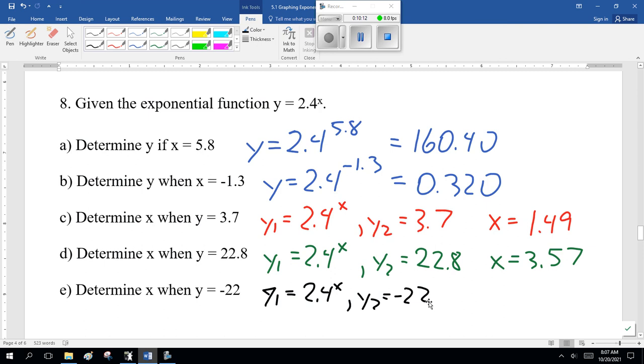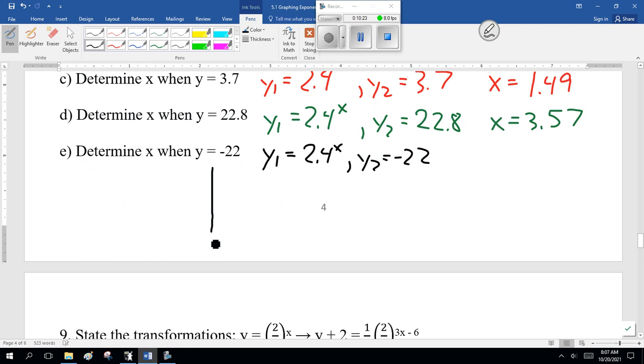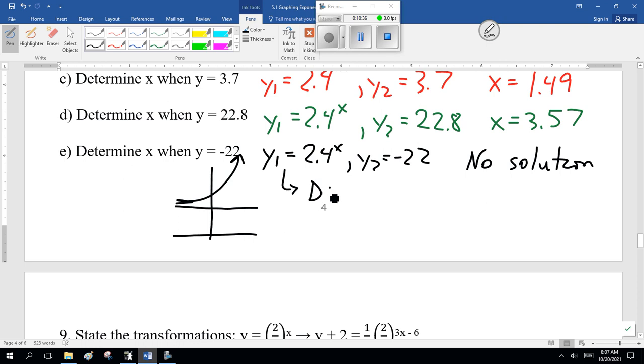What happens when you graph those? Well, like I said, when you graph them, this is 2.4 to the x, and where's minus 22? Down here. No solution. Domain: x is all real, but for y1 the range is y greater than 0. So this minus 22 is outside of our range. No one gets that point.